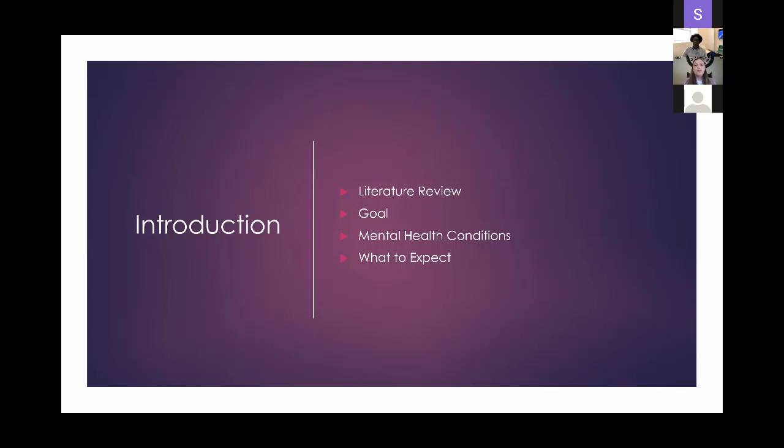So for what to expect out of this presentation, I am going to give background information and explain the evolution of our understanding of the microbiome, as well as mental health disorders, the research that I looked at to discover the connection between the two, and then finally how this connection can be used to discover treatment options.